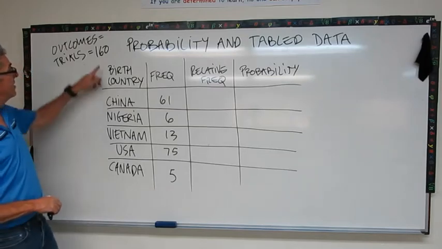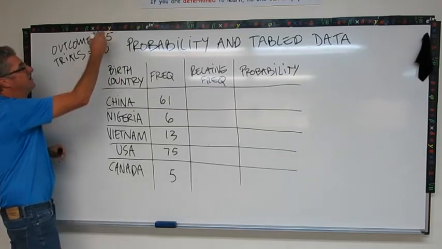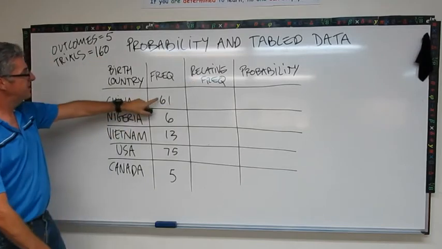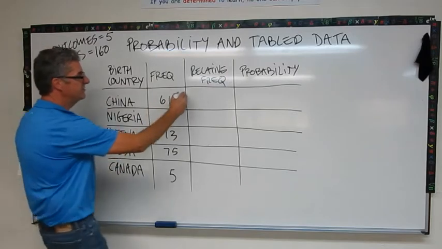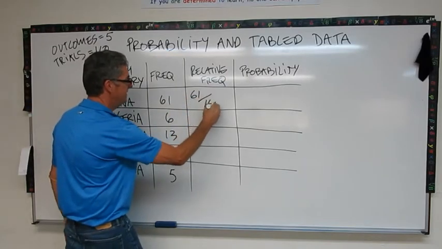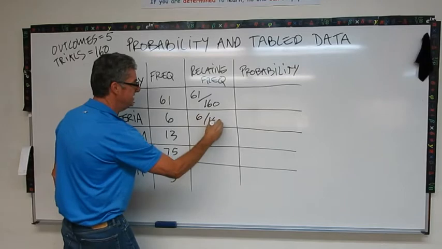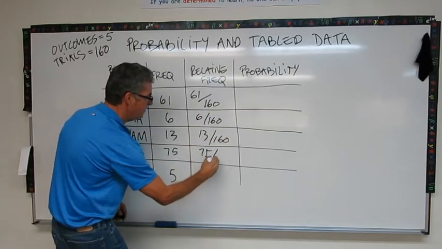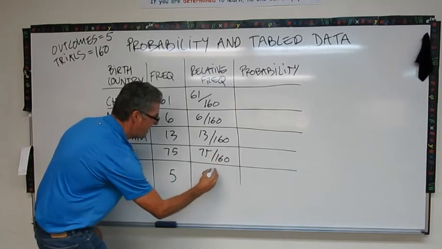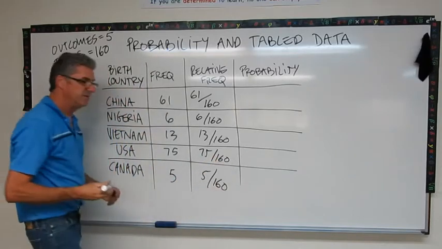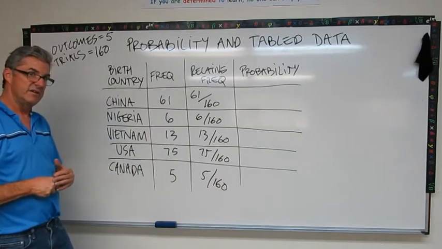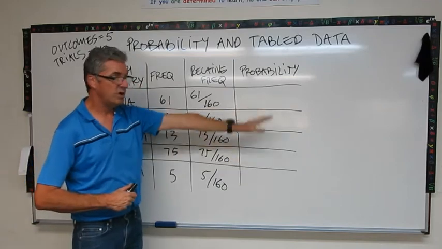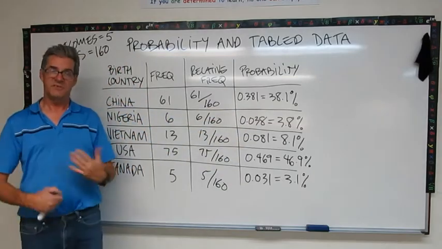Okay, now that we know the number of trials, let's put our outcomes here. Now we can calculate our relative frequencies. That's just the frequency over the trials. So this is 61 over 160. This is 6 over 160. This is 13 over 160. This is 75 over 160. And this is 5 over 160. Now, take out your calculator and calculate those numbers, put them in decimal form, and then also convert that to a percent. So let's see how you did.